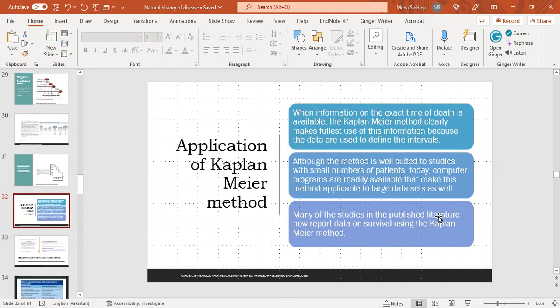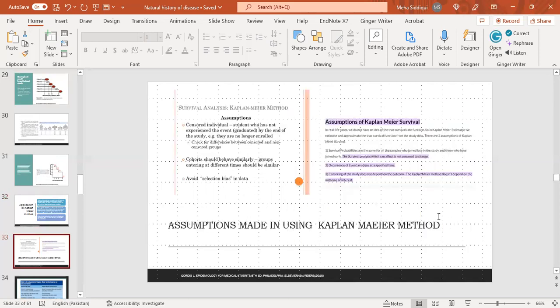Application of Kaplan-Meier method. When information on the exact time of death is available, this method clearly makes fullest use of this information because the data are used to define the intervals. Although the method is well suited to studies with small number of patients, today computer programs are readily available that make this method applicable to large data sets as well. Many of the studies in the published literature now report data on survival using this method.